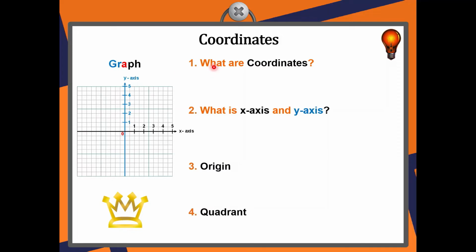Firstly, what are coordinates? Secondly, what is x-axis and y-axis? And then the origin. What is the origin? And finally, the quadrant. What a quadrant is.